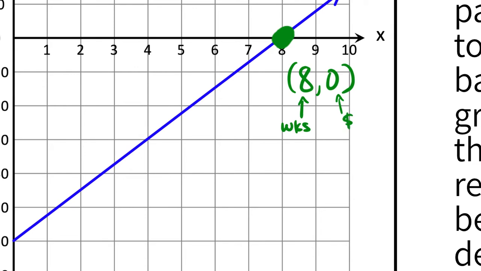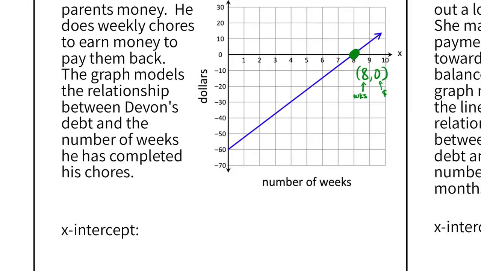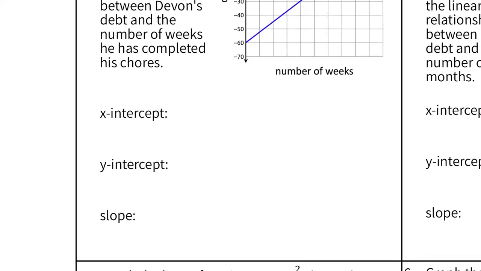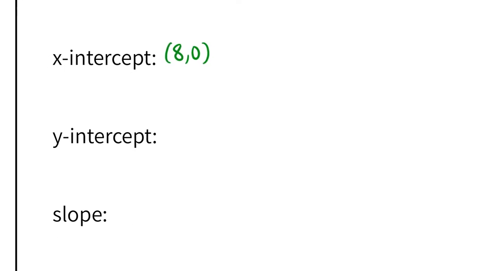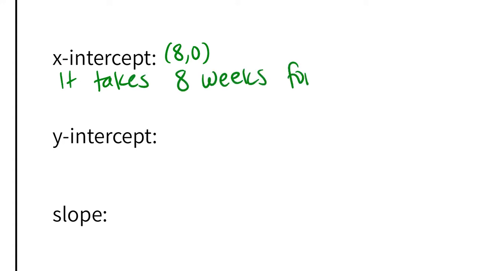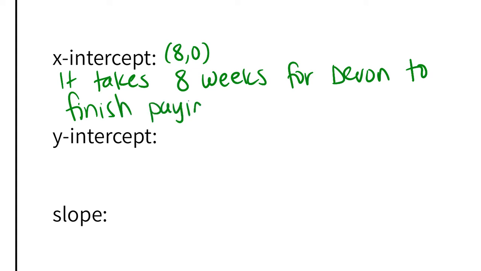So in 8 weeks, the amount of dollars that he still owes is going to be 0. So in other words, it takes him 8 weeks to finish paying his parents back. So that's what we're going to write here under x-intercept. So first I'm going to write the point. So it was at 8, 0, and it means it takes 8 weeks for Devin to finish paying his debt.